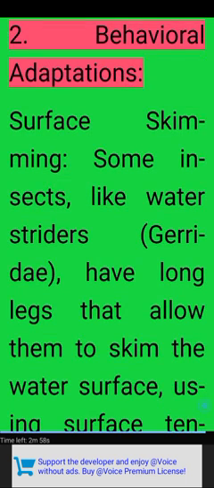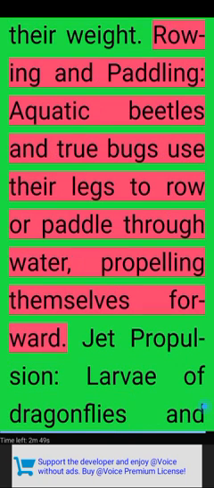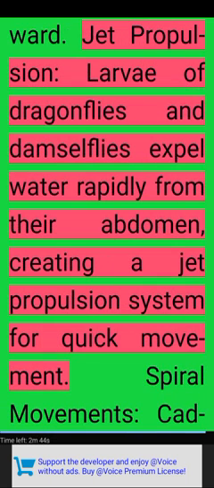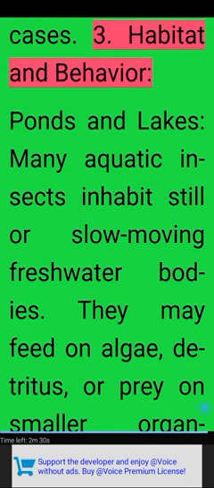2. Behavioral adaptations. Surface skimming. Some insects, like water striders (Gerridae), have long legs that allow them to skim the water surface, using surface tension to support their weight. Rowing and paddling. Aquatic beetles and true bugs use their legs to row or paddle through water, propelling themselves forward. Jet propulsion. Larvae of dragonflies and damselflies expel water rapidly from their abdomen, creating a jet propulsion system for quick movement. Spiral movements. Caddisfly larvae create a spiral movement using specialized appendages to move through water and gather debris for their protective cases.